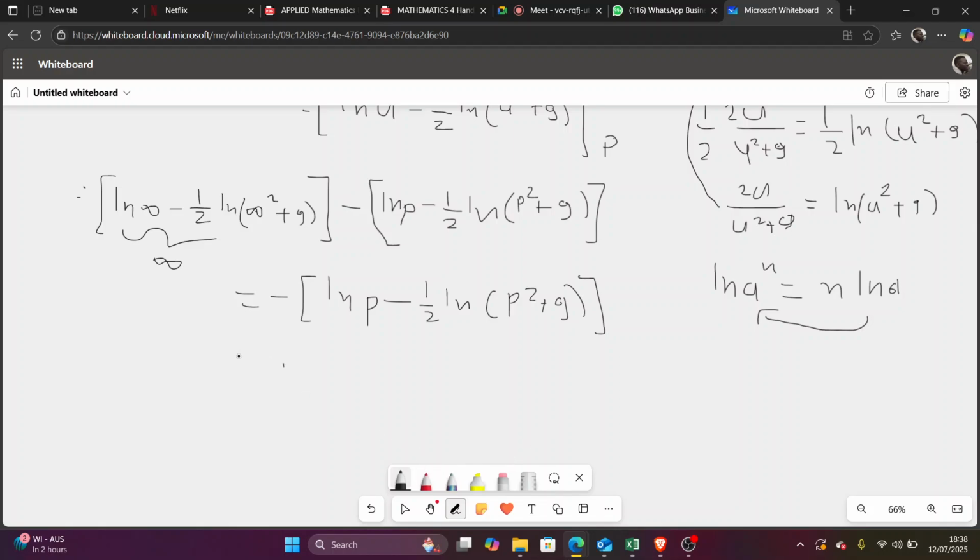Now we have to remember some properties. So we have minus, open the bracket, ln p.